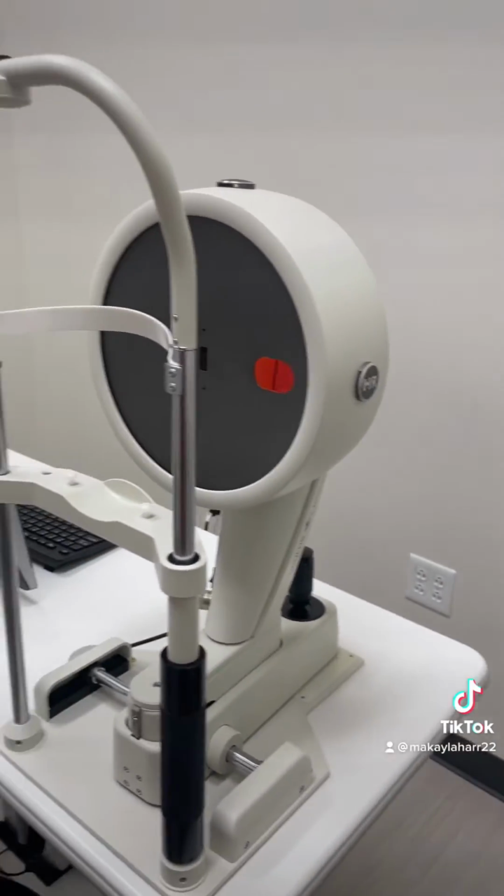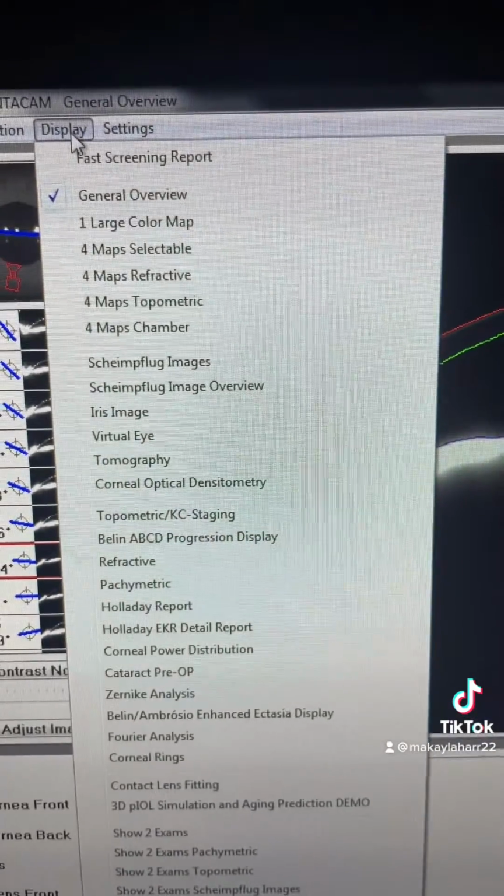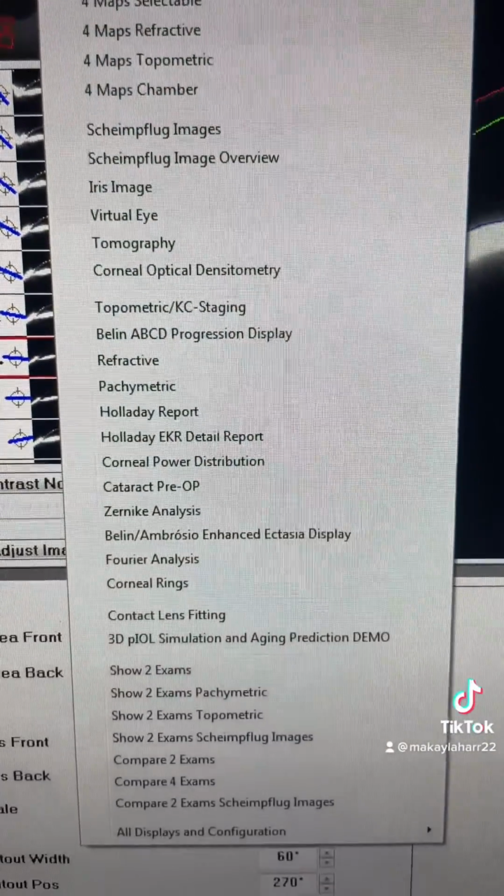Whew, it's been a long morning performing these scans. I'm ready for a lunch break. Back from lunch, and it's time to perform my next scan. Look at the long list of data I can provide you with.